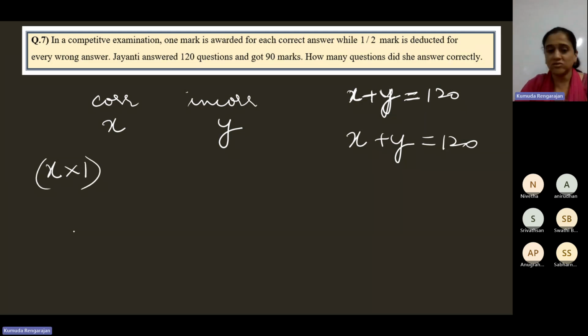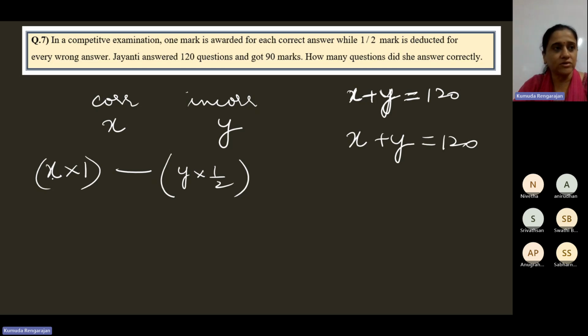Now she's losing, so it's minus. Should not add. They're not giving you half mark for every incorrect answer. You're not getting it. You're losing. So minus, how much you lose? Y into 1 by 2. For every incorrect answer, she loses half a mark. So minus, not plus. We've been using plus all the while. So it's minus now.